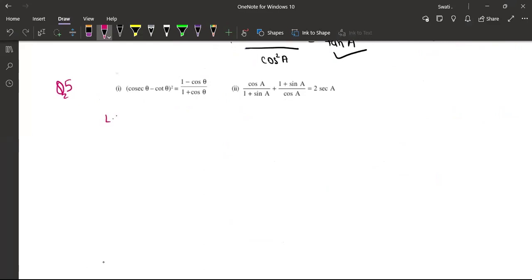So here, Manya, in the first question, what is the LHS given? Is it not given as (cosec theta minus cot theta) whole square? That is given, and we have to prove that this will be equal to this. That means this should be our RHS. Correct?